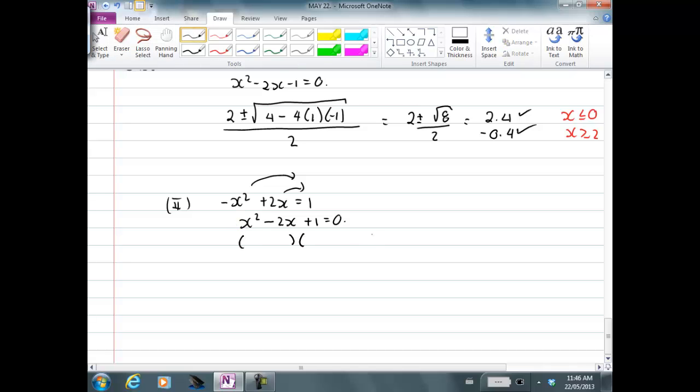Close. No. Not x plus 1. X minus 1. X minus 1. So, Pawin, what does x equal to?